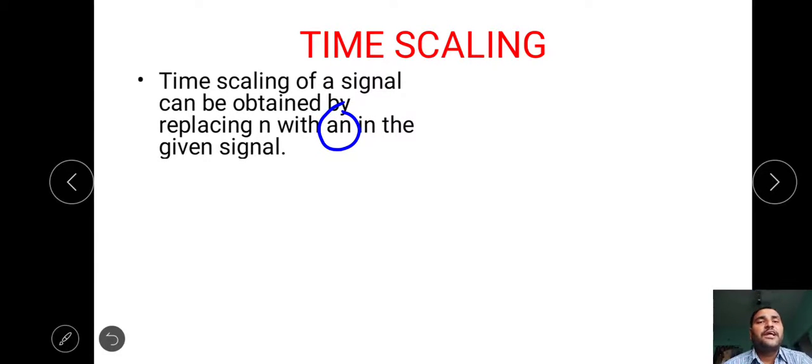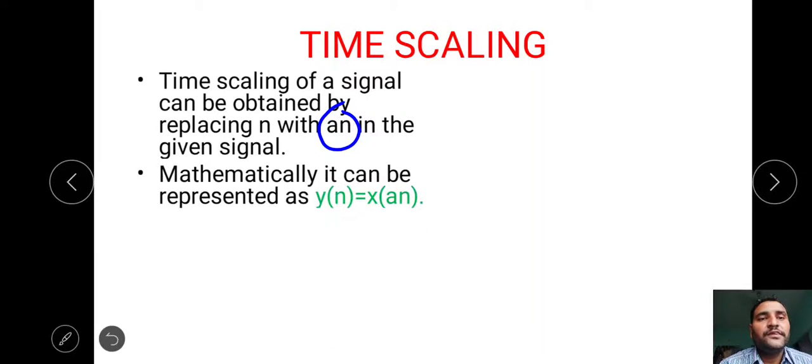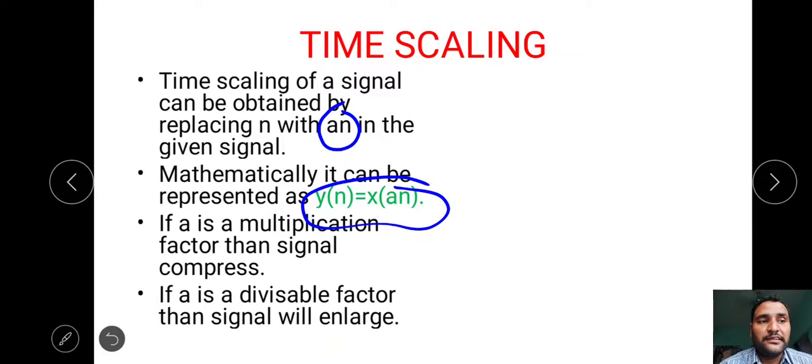How can we do the time scaling operation? Just in the given signal x of n, in place of n we have to place an. This is the mathematical operation: y of n is equal to x of an, where a is an integer. Based on the value of a, sometimes the signal is compressed, sometimes enlarged. How, sir? If a is a multiplication factor, that means 1, 2, 3, 4, 5, 6 like that, the signal is compressed. If a is a divisible factor, that means a equal to 1 by 2, 1 by 3, 1 by 4, 1 by infinity, in such cases the signal is enlarged. That means based on the value of a, the signal is compressed or enlarged.